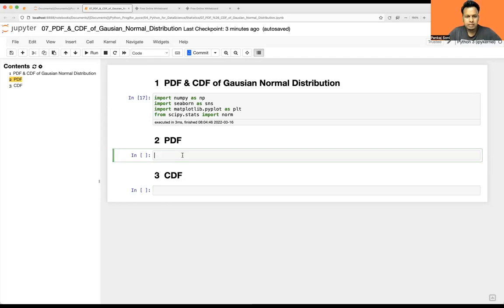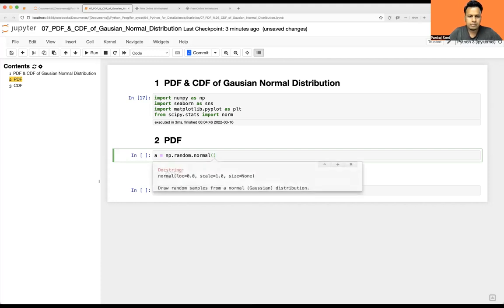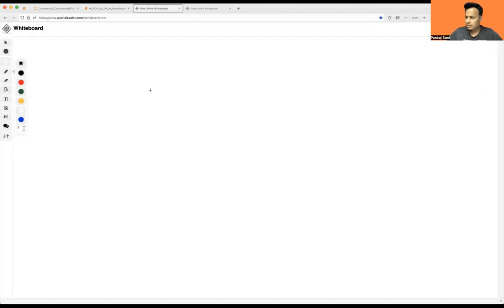So let's go ahead and generate some random data. Here a equal to np.random.normal. The normal function takes loc, that is location, as 0 and scale equal to 1.0. So if you remember, guys, in the empirical rule when I talked about Gaussian normal distribution, how exactly it looks like. So let me share the whiteboard now.